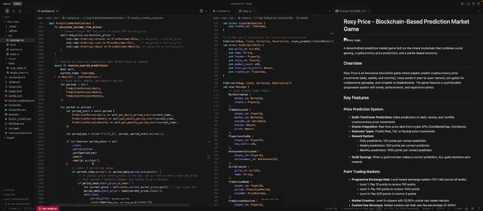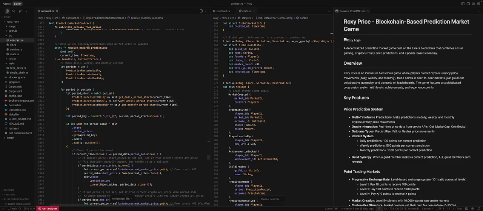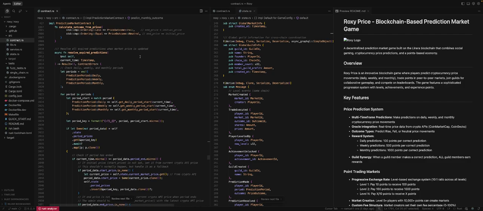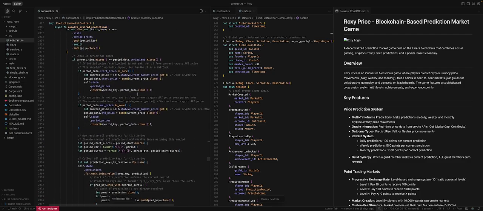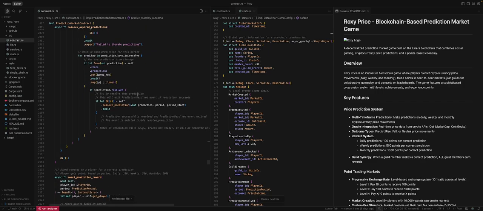This is also an internal function to check and resolve all expired predictions when the market is updated, and so this is also a cool function to resolve the market.